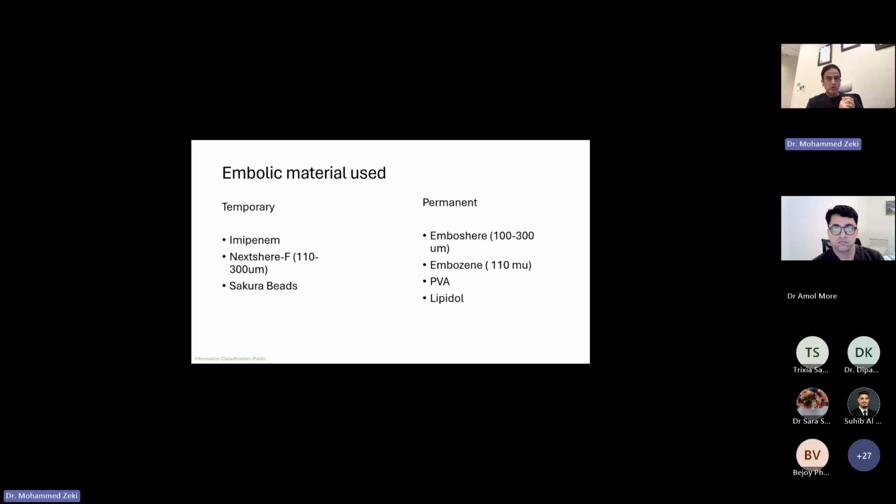There is Nexfear, also now just available in the last few weeks in UAE, and Sakura is not available. There is a permanent material which is already available in the market: Embosphere, Embozene, PVA, and Lipiodol. We use a very small, very tiny size in order just to block the neovascularization.